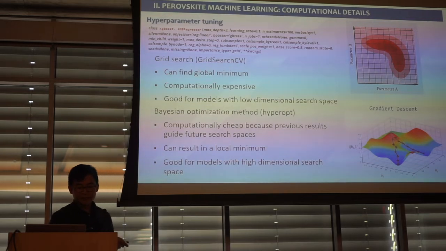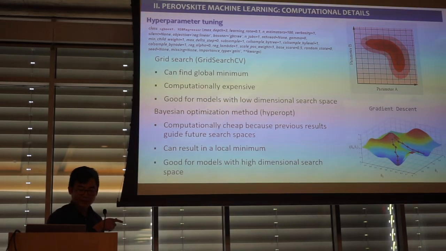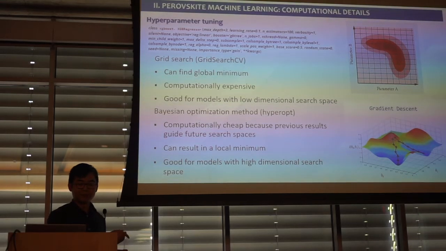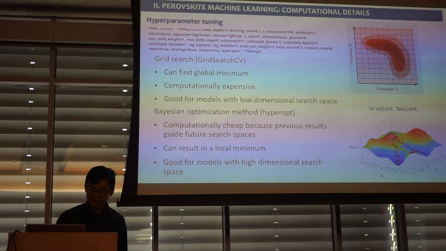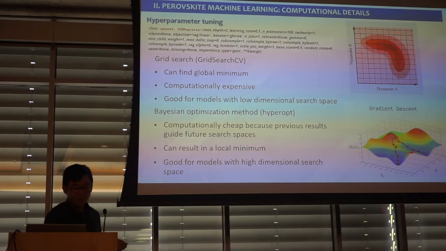So in the grid search technique, basically what you're doing is you're testing out every possible combination of parameters within your feature search space. And so this is very good because you can find a global minimum, like the perfect combination of hyperparameters that allow you to get the best results. However, this can be very computationally expensive, especially if you're trying to use a very fine grid. And so in this work, we only use this approach for models with a low dimensional search space. So things with only a very few number of hyperparameters.